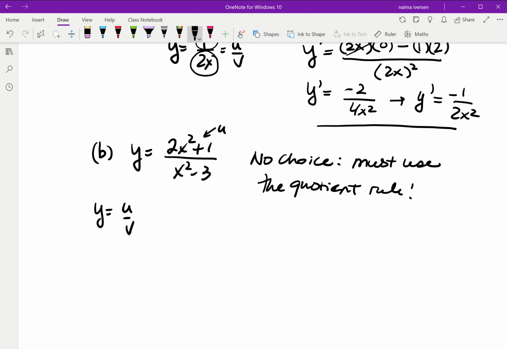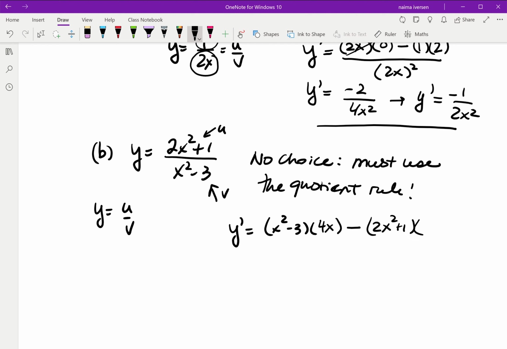This guy is your u and this guy is your v. So your y prime value is your bottom function, x squared minus 3, times the derivative of the top. The derivative of 2x squared is 4x. The derivative of plus 1 is 0. Minus your top function, 2x squared plus 1, times the derivative of the bottom.